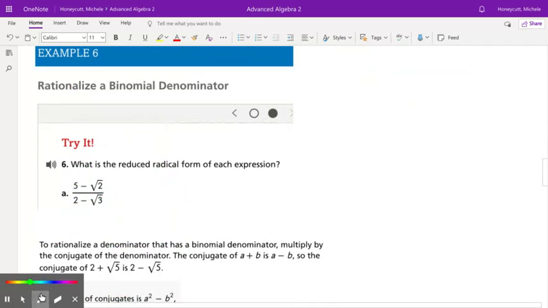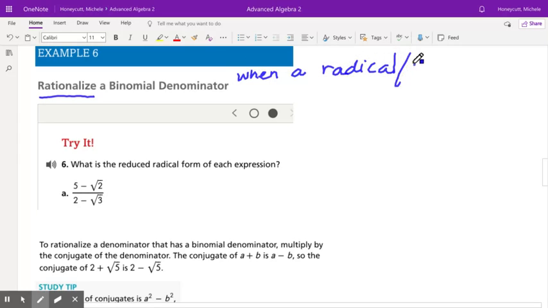Now let's talk about simplifying quotients involving radicals. And to do that, we go through a process called rationalizing the denominator. You need to rationalize the denominator when a radical or a rational exponent, which is the same thing as a radical, it just doesn't look like it, is present in the denominator.